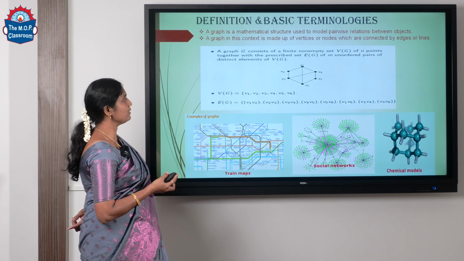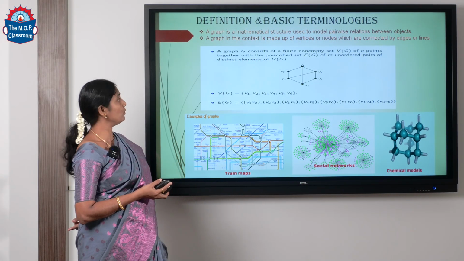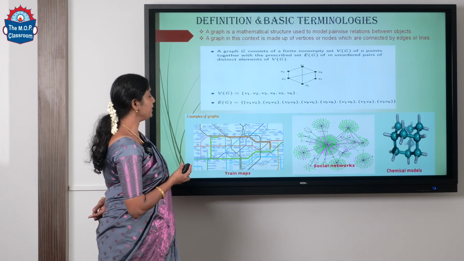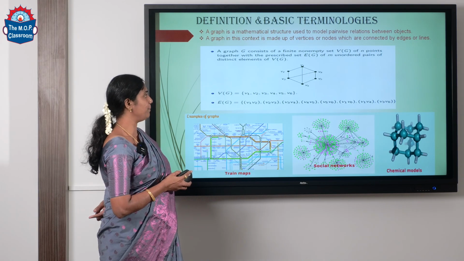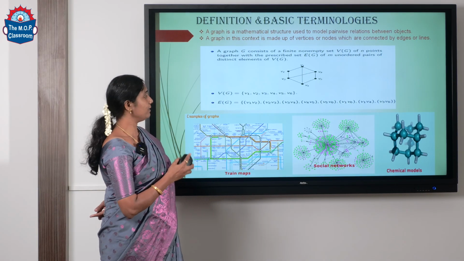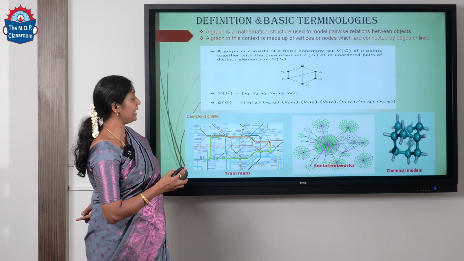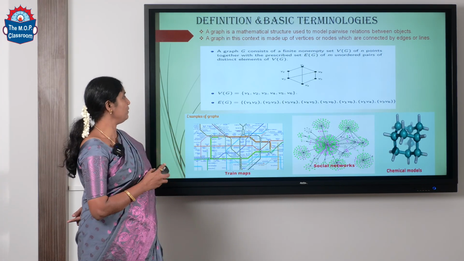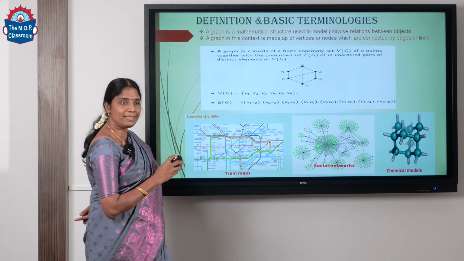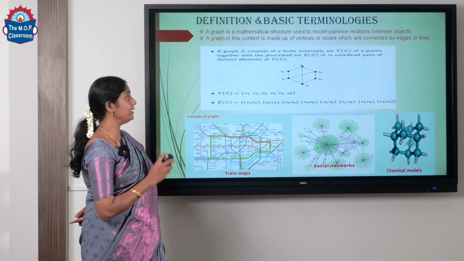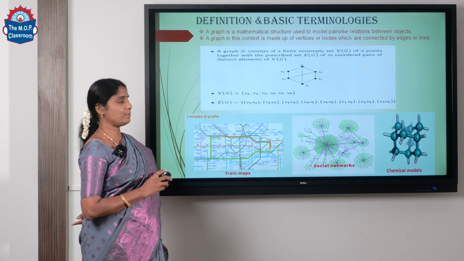Now E of G is going to be nothing but unordered pairs of your vertices with distinct elements of your vertices. So here we have a small graph example which consists of 6 vertices and 9 edges. Each vertex is connected by a line segment or a straight line, which we call edges in graph theory, and those dotted points are called vertices.